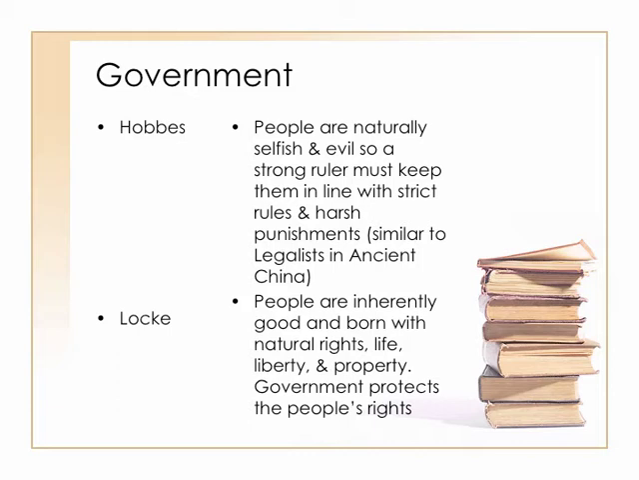Then you have Locke. He believes people are naturally or inherently good and that they're born with natural rights, and those rights are life, liberty, and property, and it is the government's job to protect those rights. Not to punish people, but to protect the rights. That is a key difference between Locke and Hobbes.